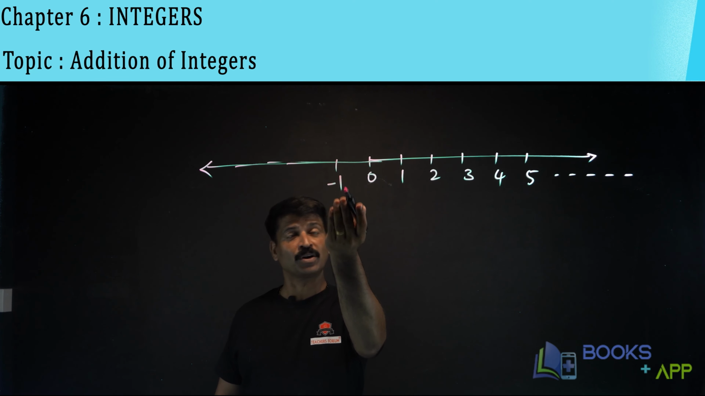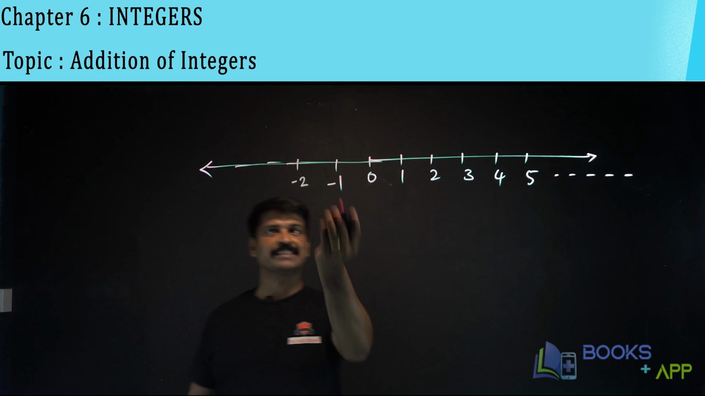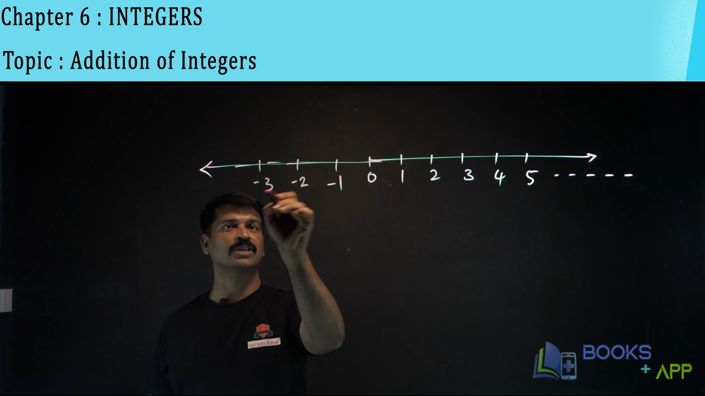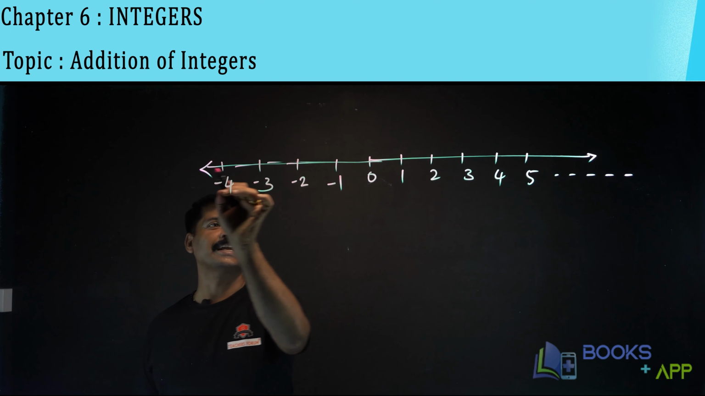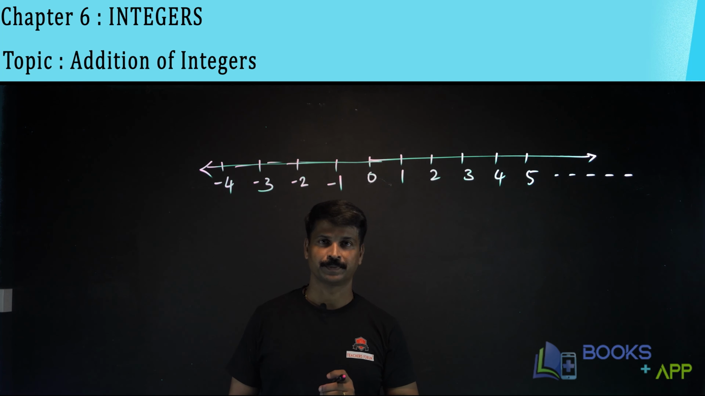Now what is the predecessor of minus 1? That is minus 2. Predecessor of minus 2 is minus 3. It is minus 4 and it goes on. We call these numbers negative numbers.